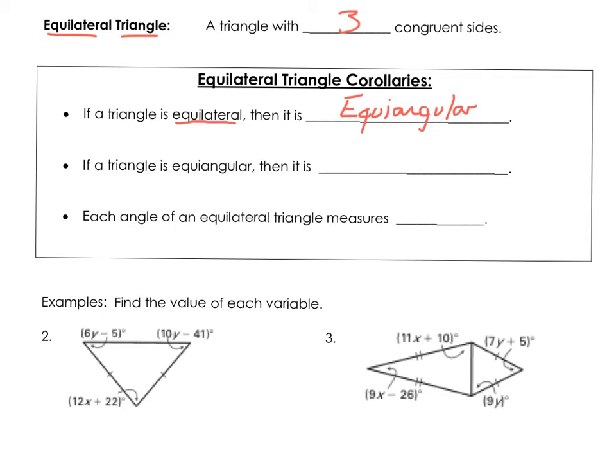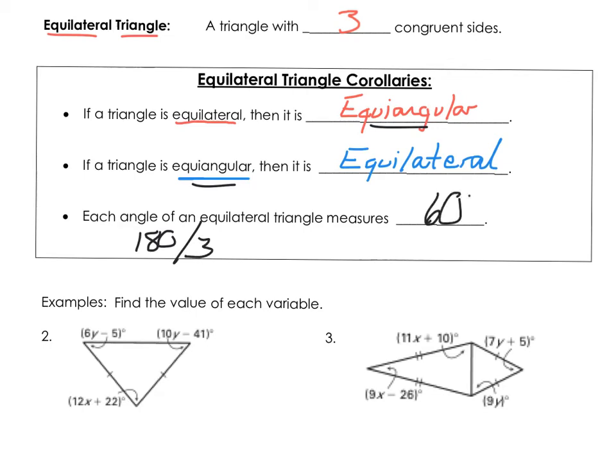And if I flip that statement around and start with the fact that a triangle is equiangular, then that must mean that it is also equilateral. Now, in addition to that, if it's going to be equiangular, all the angles are going to add up to 180. If I divide that by 3, that means each of my angles are always going to measure 60 degrees in an equilateral triangle.